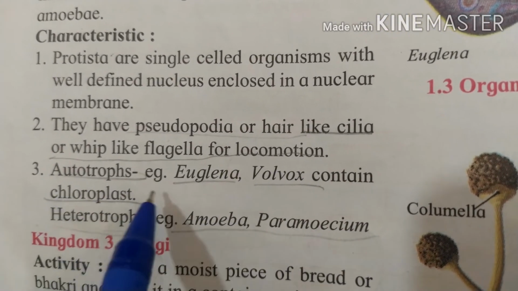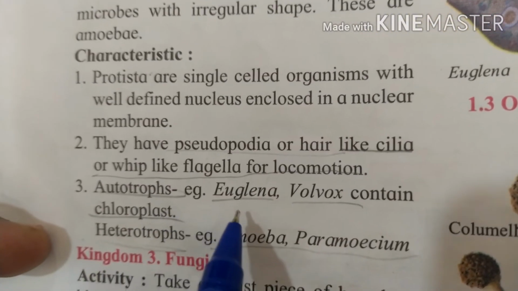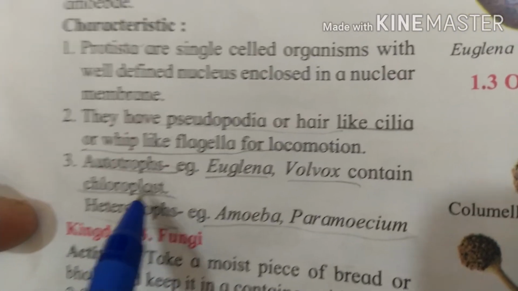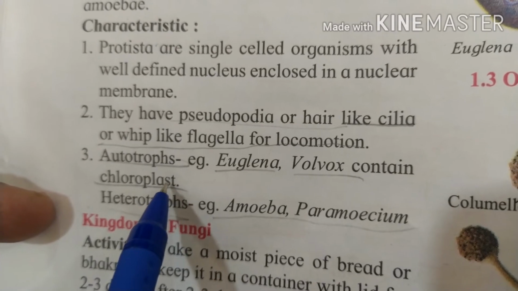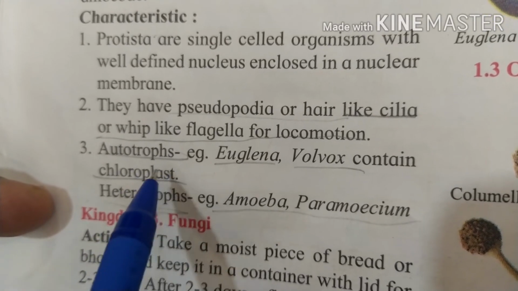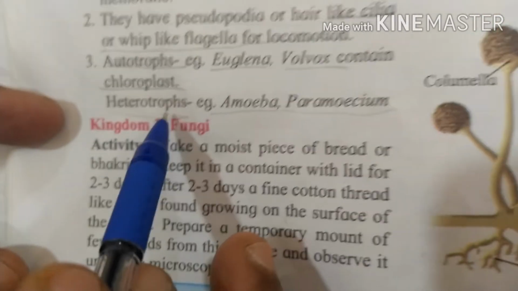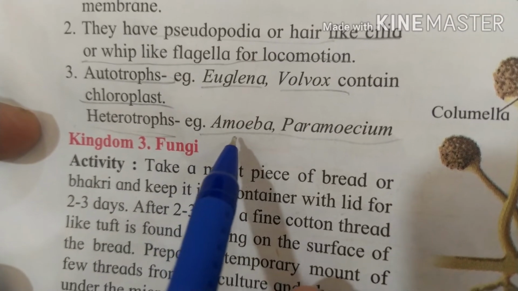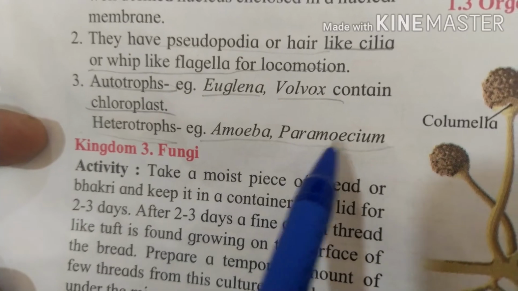Then autotrophs: autotrophs means they prepare their own food. Example, Euglena and volvox contain chloroplast. Because of the presence of chloroplast, they are autotrophs. They prepare their own food. Then heterotrophs: heterotroph means they depend upon others. The organisms are amoeba and paramecium.